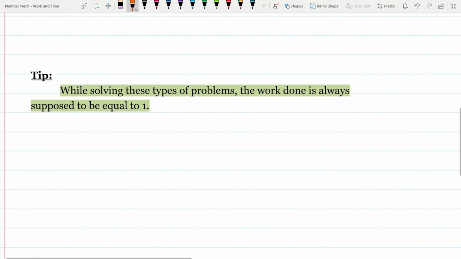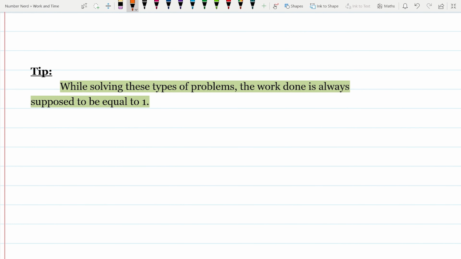And also I want to give you an important tip, because while solving these type of problems, especially work and time related problems, the amount of work done is always supposed to be equal to 1. It means the work done should be equal to 1. We have to assume like this.